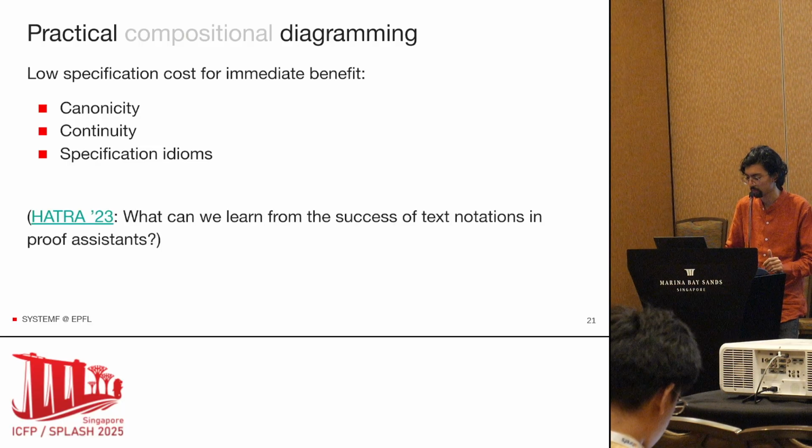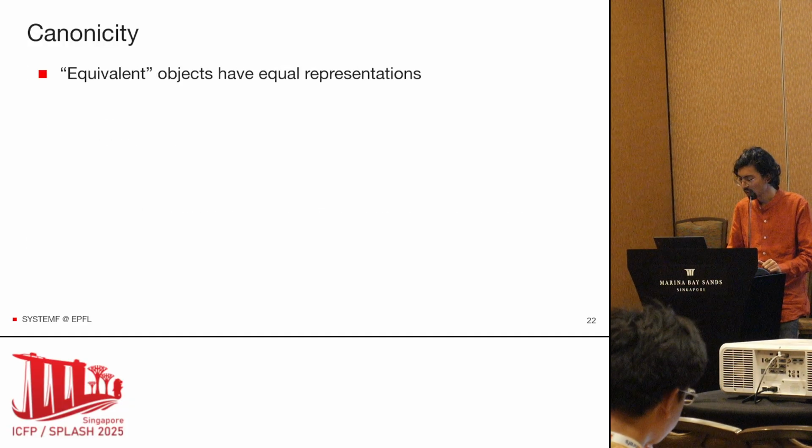This comes from some work at HATRA, which was a workshop at SPLASH two years ago, where we were inspired by how textual notation systems and proof assistants work, and asked what we can learn from their success. By canonicity, we mean that equivalent objects have equal representations.